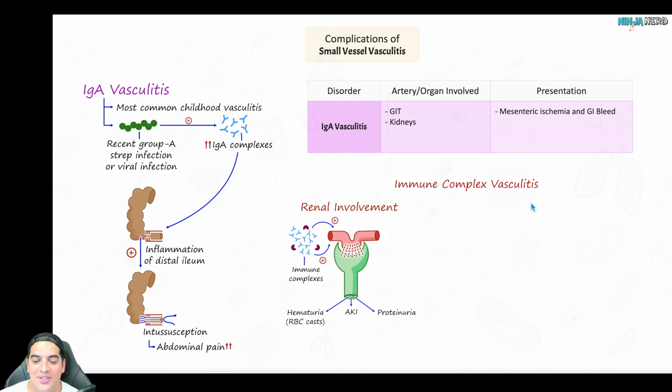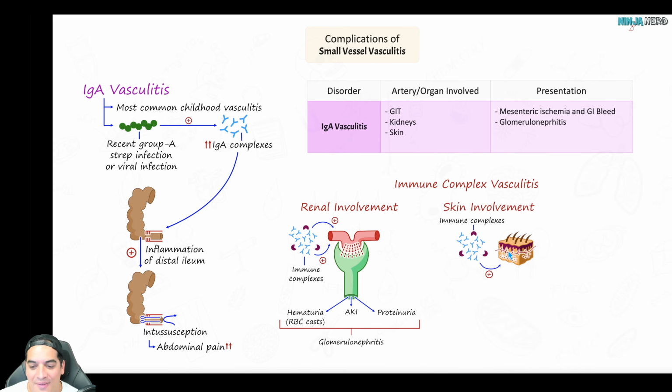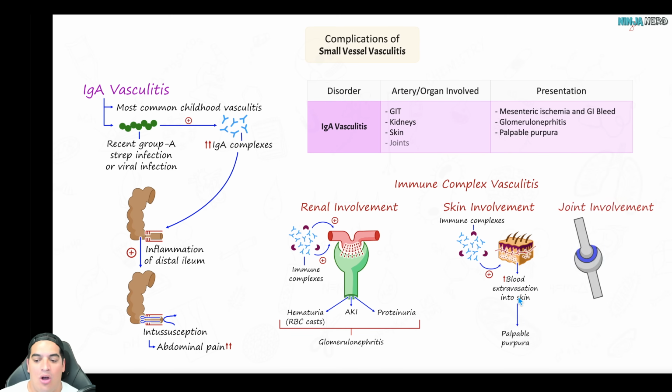It also loves to affect what else? The skin. It loves to affect the skin and cause extravasation of blood into the actual skin tissue, causing palpable purpura. Especially, oftentimes we see this over the actual legs and the buttocks. And the joints, it loves to cause inflammation of the blood vessels near the synovial joints and causes inflammation of those joints, causing joint pain.